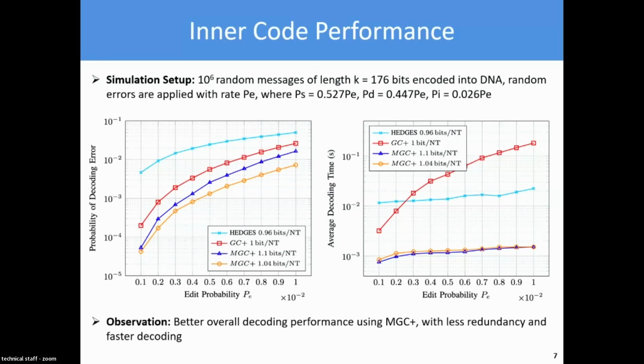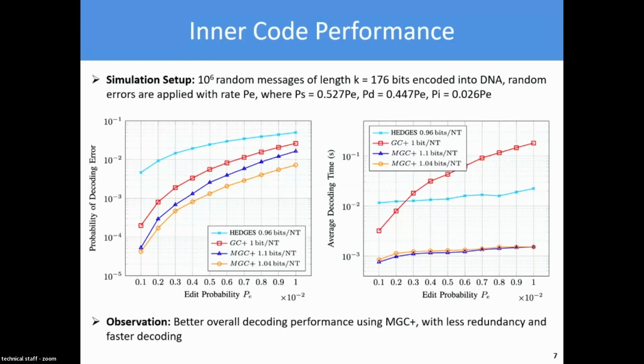So what can this code achieve? First, I'm going to show you results for the inner code performance alone as a standalone. So there's no outer code here, and there's no multiple reads per sequence, just the standard coding theoretic performance setting. So here we have 1 million random messages of length 176 bits, and their error rates are applied based on research experimental data. And we're comparing here with HEDGES. We're showing the probability of decoding error versus the edit probability and the average decoding time.